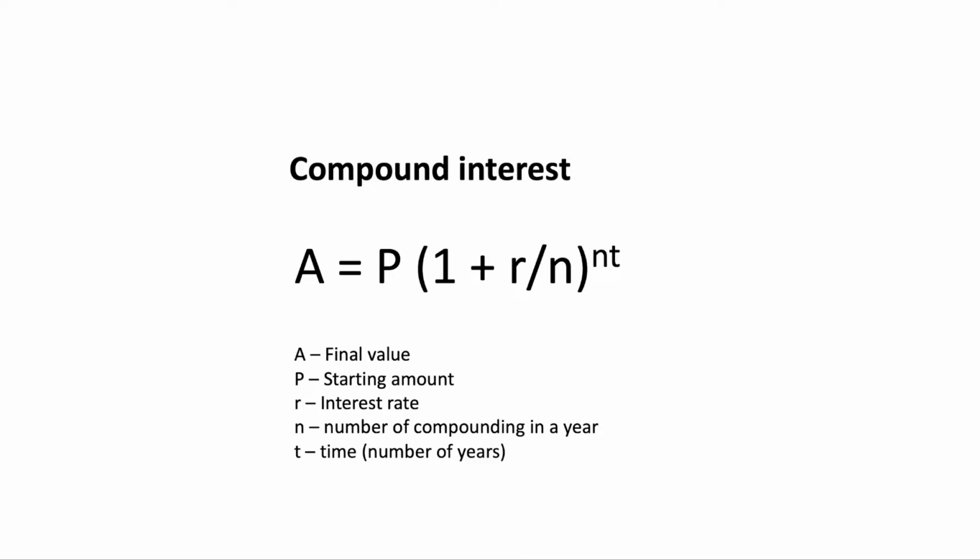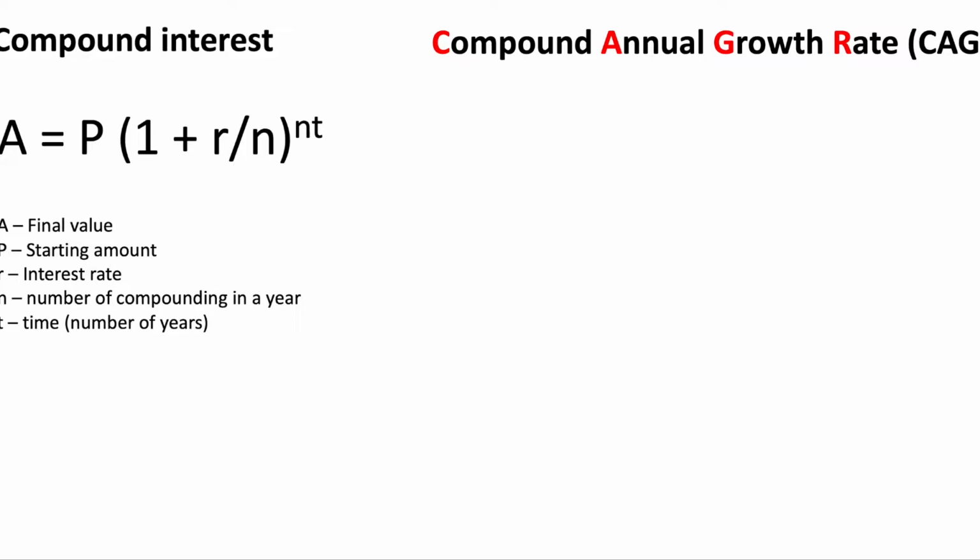So this is compound interest. A, the final value, is equal to P, the starting amount that was invested, times 1 plus the rate of interest divided by the number of compounding periods in a year, raised to the power of the number of compounding periods multiplied by the time. On the right hand side, I will show you how to derive the CAGR formula from the compound interest formula. I just copied exactly the same compound interest formula here, except that, as I said before, CAGR assumes compounding at the end of every year.